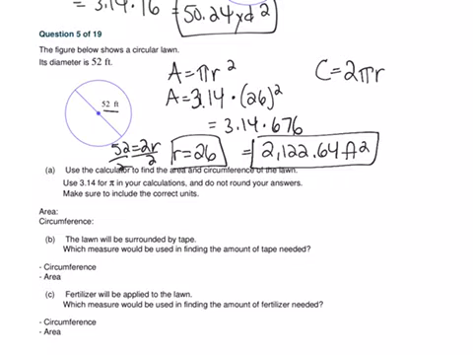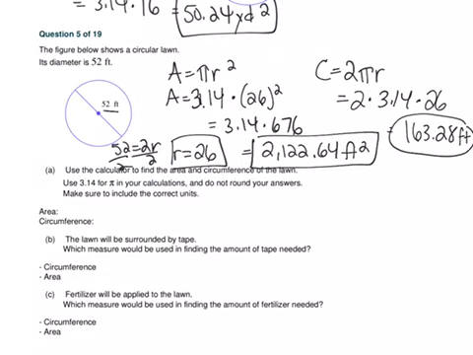And if I plug the same numbers in for the circumference, I'm going to get 2 times 3.14 times 26. And if I plug that in the calculator, I get that the circumference is 163.28 feet. And there's your second answer.